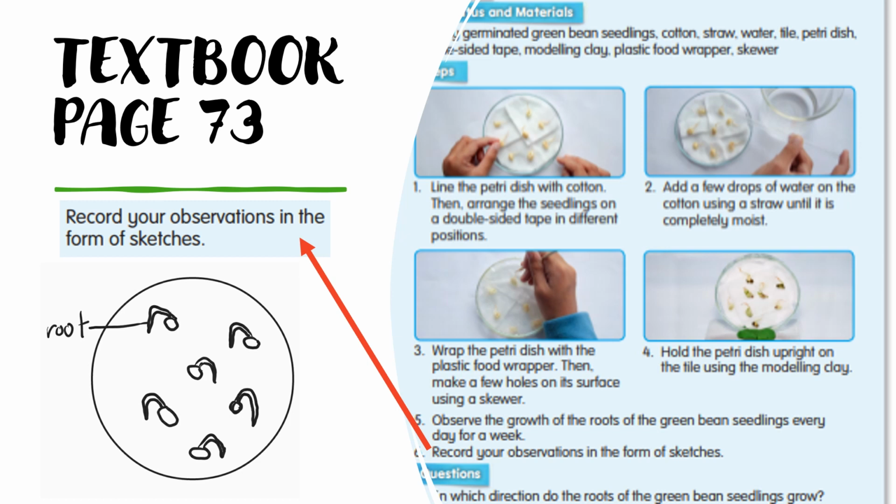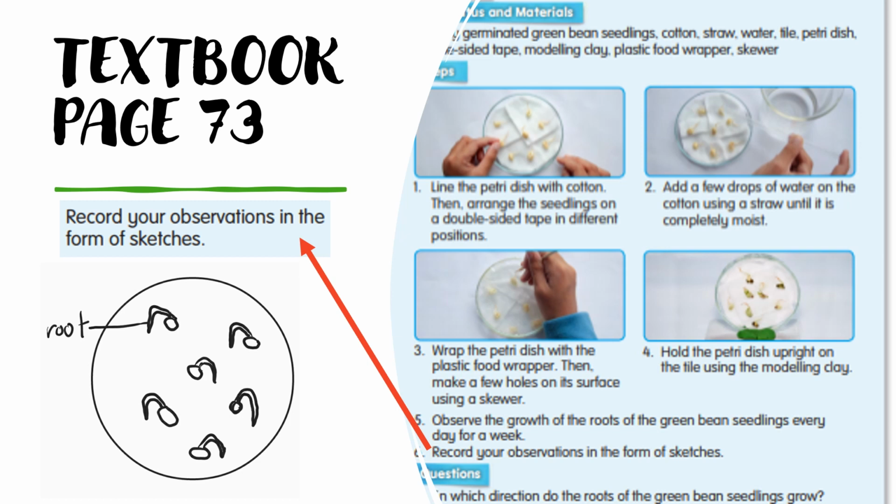Textbook page 73. Activity 2. Aim: to investigate whether roots respond to gravity. Hypothesis: roots respond to gravity. Apparatus and materials: 8 newly germinated green bean seedlings, cotton, straw, water, tile, petri dish, double-sided tape, modeling clay, plastic food wrapper, skewer. Steps: 1.